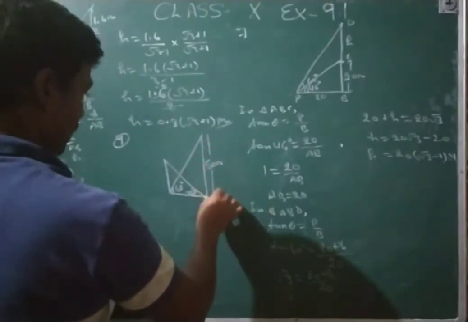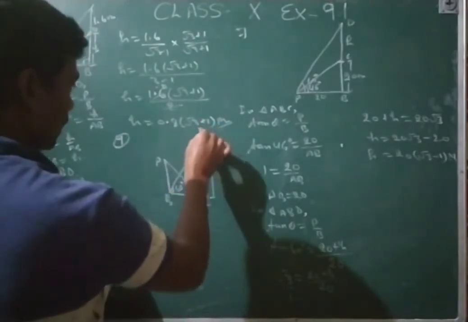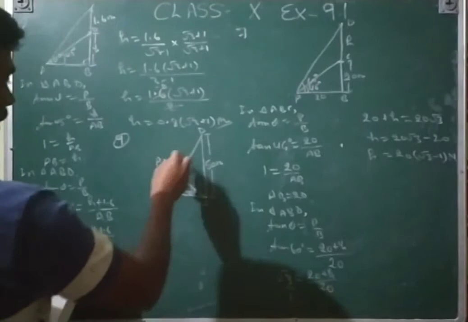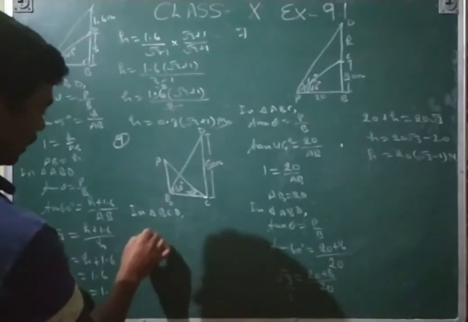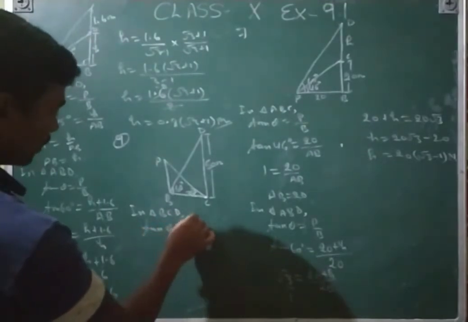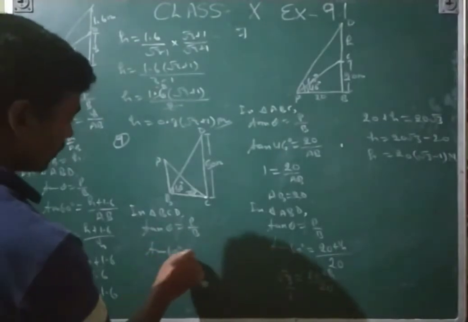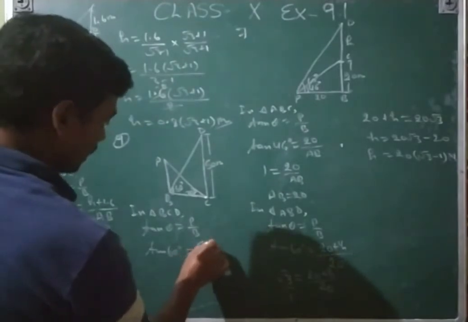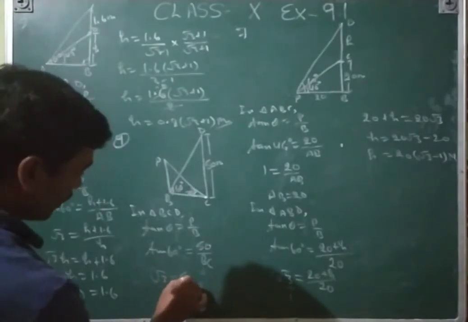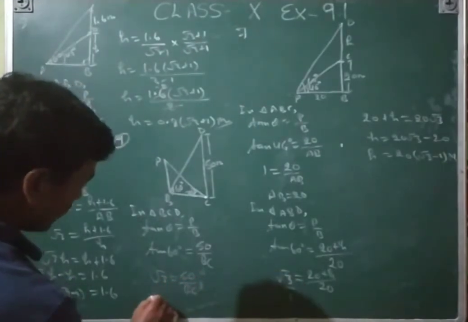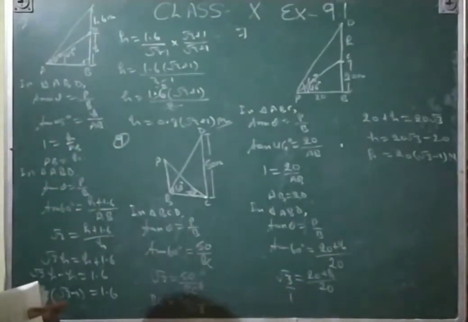This is the tower. So A, B, C, D. First of all we will apply this one, triangle BCD. In triangle BCD, tan theta is equal to perpendicular upon base. So tan 60 degrees is equal to perpendicular 50 upon base BC. Tan 60 value is root 3, equal to 50 upon BC. So BC is equal to 50 upon root 3.